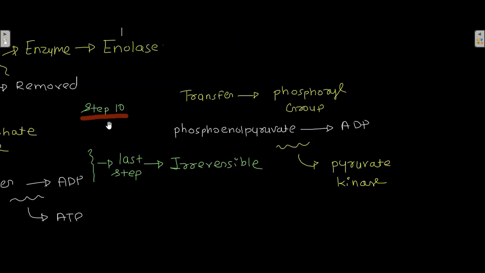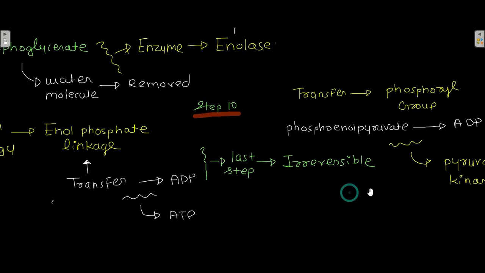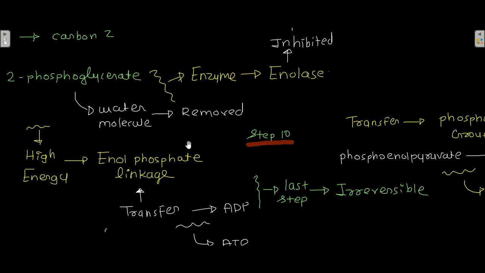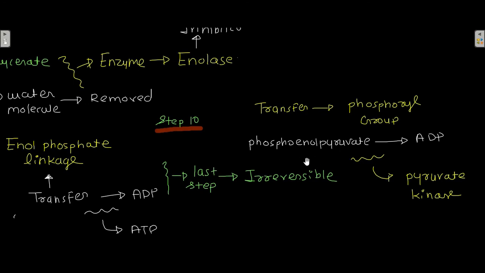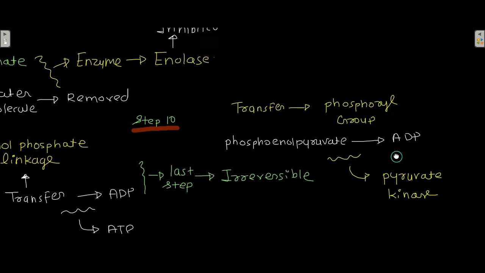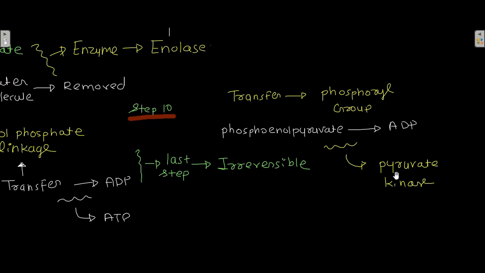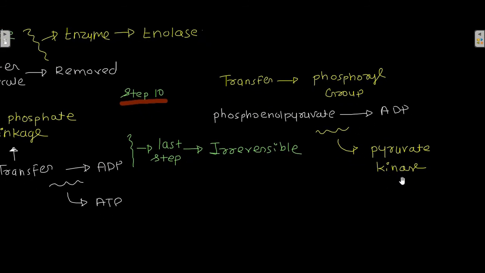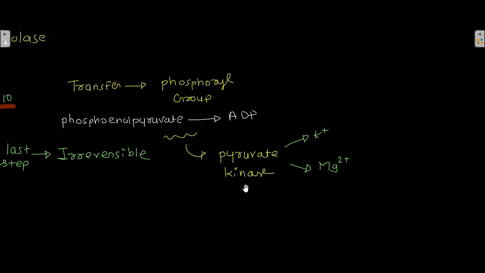In step 10 there is transfer of the phosphoryl group from phosphoenolpyruvate to ADP, and this reaction is catalyzed by pyruvate kinase. When you remove the water molecule from 2-phosphoglycerate, phosphoenolpyruvate is produced, and then from this phosphoenolpyruvate the phosphoryl group is transferred to ADP, and this step is catalyzed by the enzyme pyruvate kinase. This pyruvate kinase requires K+ and Mg2+ for its activity.